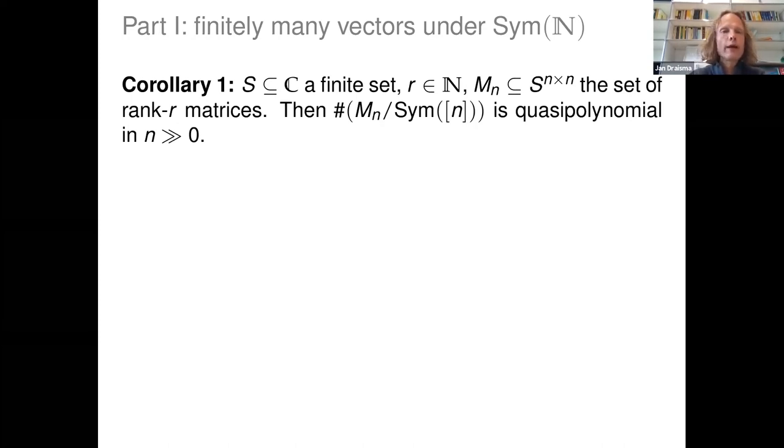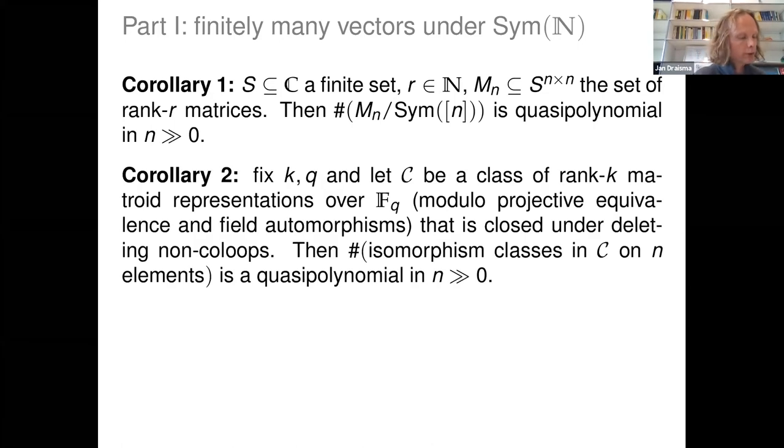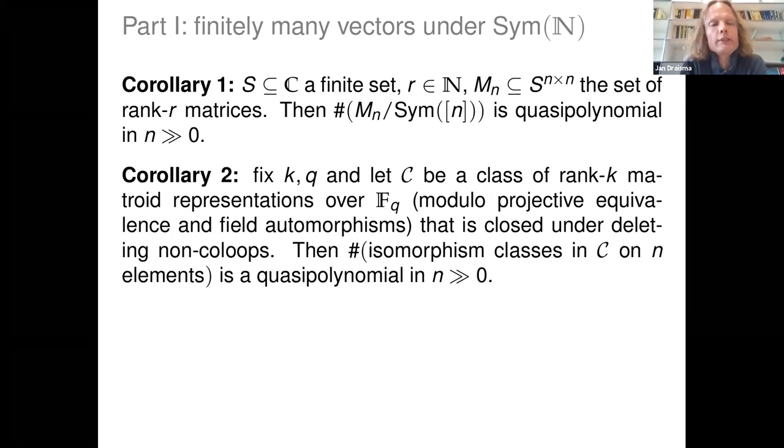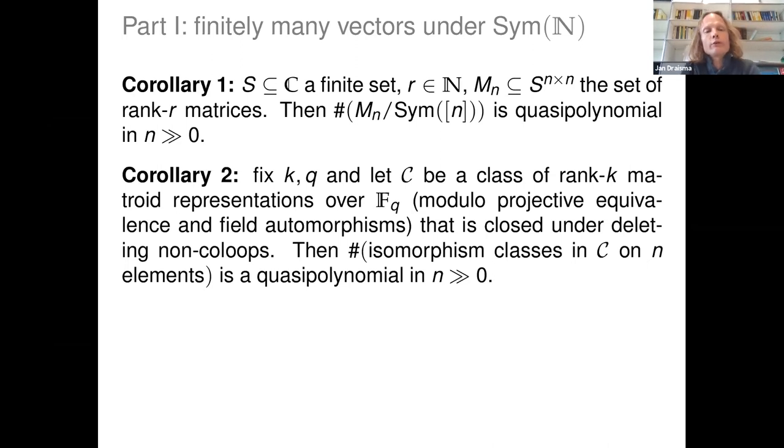So that's something for rank r matrices. And there's a similar, analogous statement for matroids over a given finite field. So here the story is you fix a rank, which is K, and you fix a field, namely F_q, and you look at any class of rank K matroid representations over this field F_q, where the representations are considered to be the same in the usual sense of matroid theory.